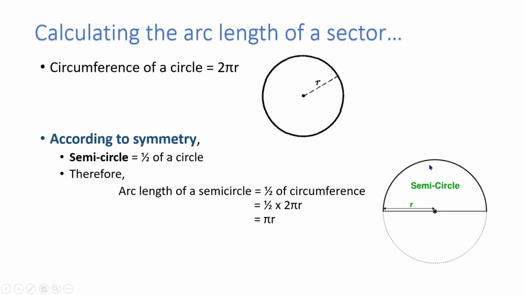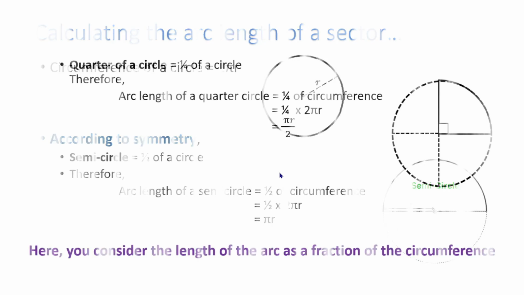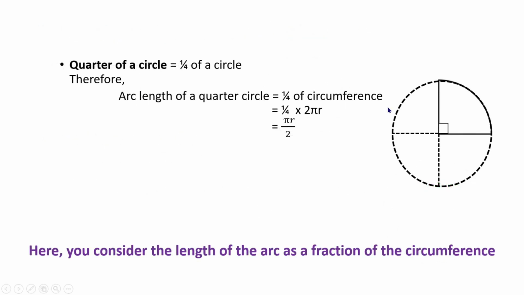So if the circumference of a semicircle is half of that of a circle, it should be half of 2 pi r. That is pi r. Similarly, a quarter circle is 1/4 of a circle. So the circumference of a quarter circle should be 1/4 of the circumference of a circle. The circumference of a circle is 2 pi r, so the circumference of a quarter circle should be 1/4 into 2 pi r, that is pi r by 2.